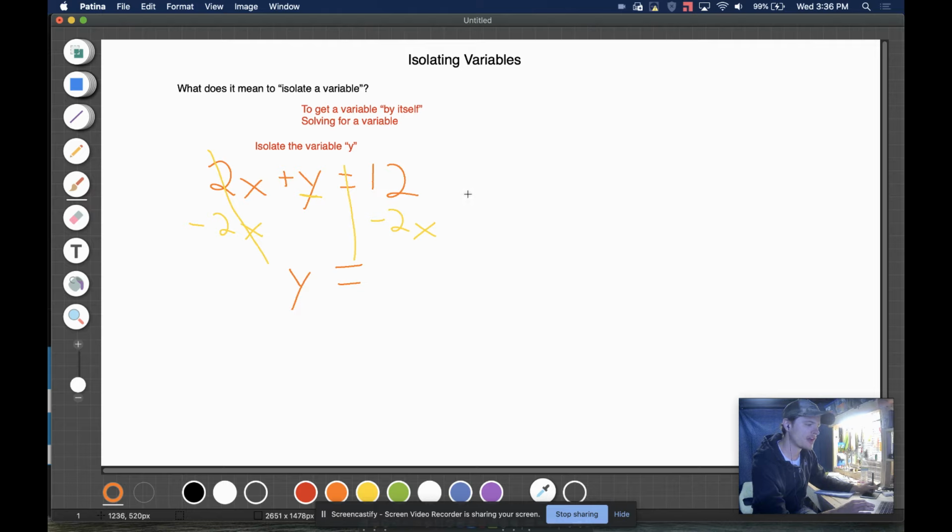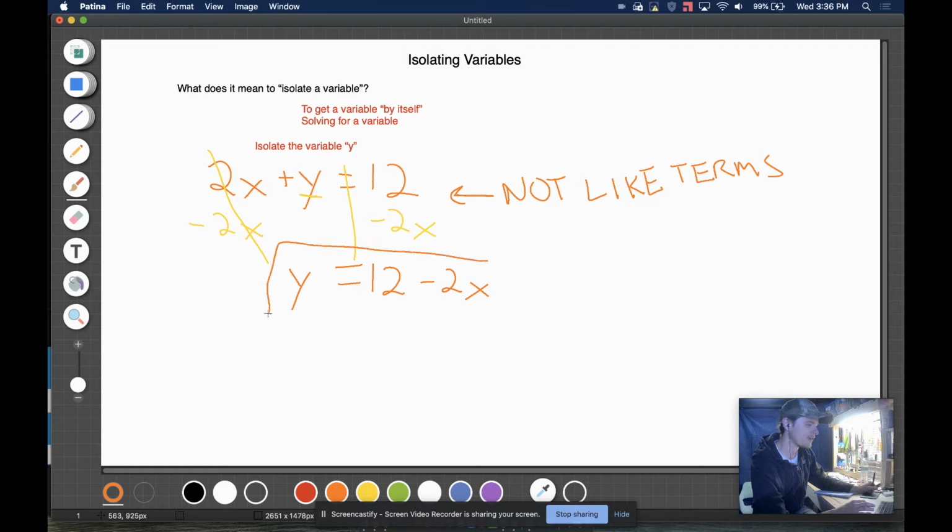These are not like terms. Super important. Not like terms. That is important because they are not going to combine together. They are just going to simply go like this, 12 minus 2x. So did I isolate the y variable? Yes, y is by itself, so that would be my answer.